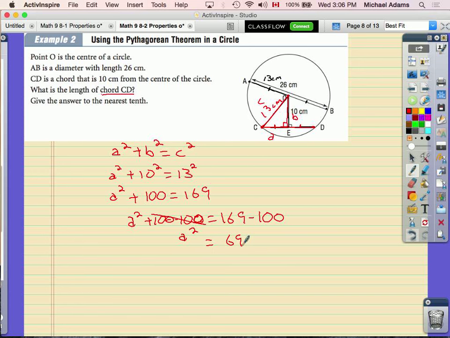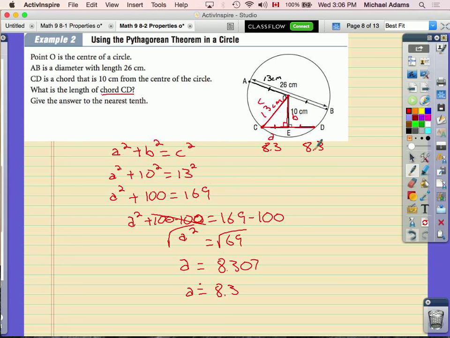I got to get the a by itself. In order to do that, I got to take the square root. What I do to one side, do to the other. So then this will be a. If I do this on my calculator, I'll get something like 8.307. But it wants it to the nearest tenth. So that to the nearest tenth, we'll say a is approximately equal to 8.3. So now this here is 8.3, which means this here is also 8.3.